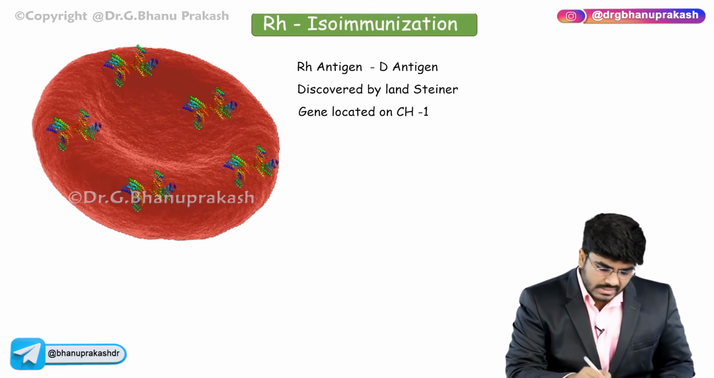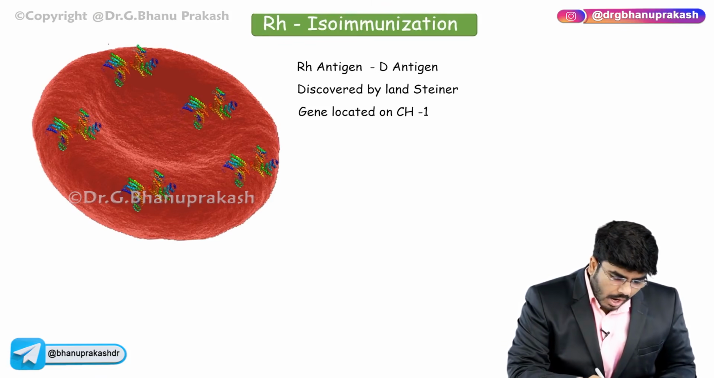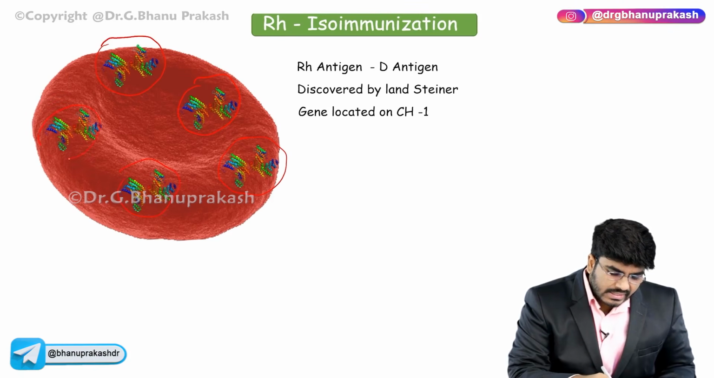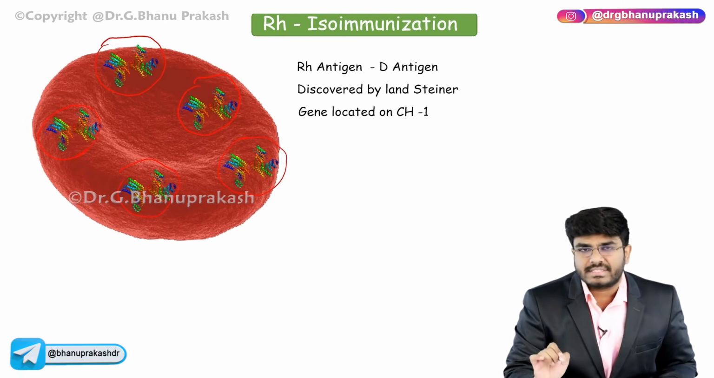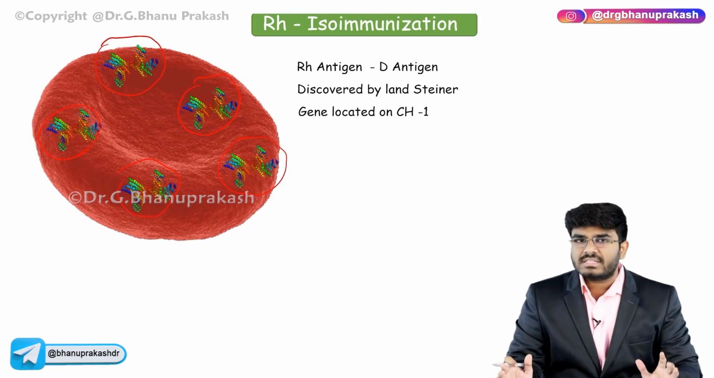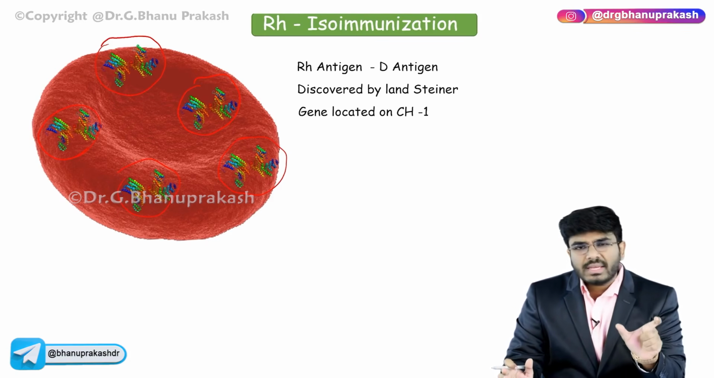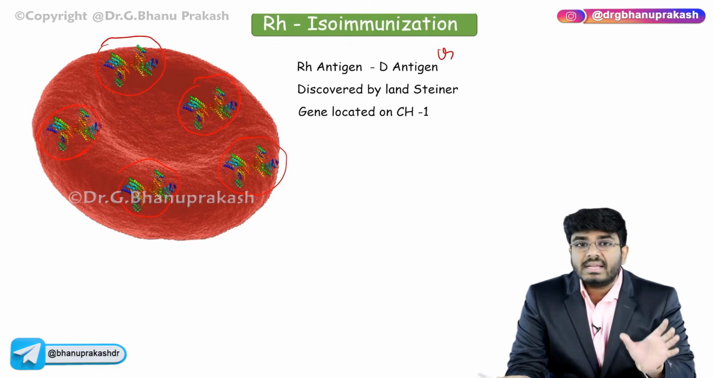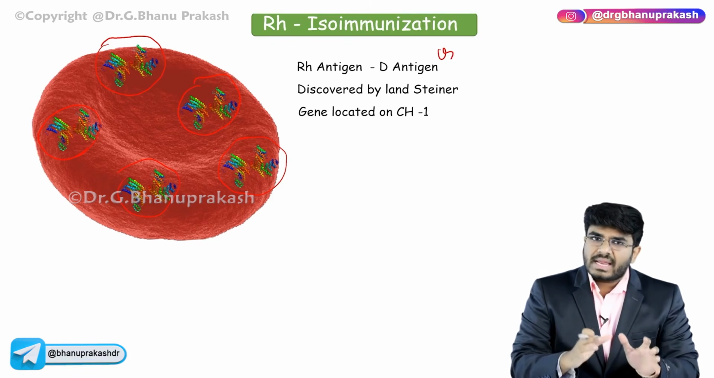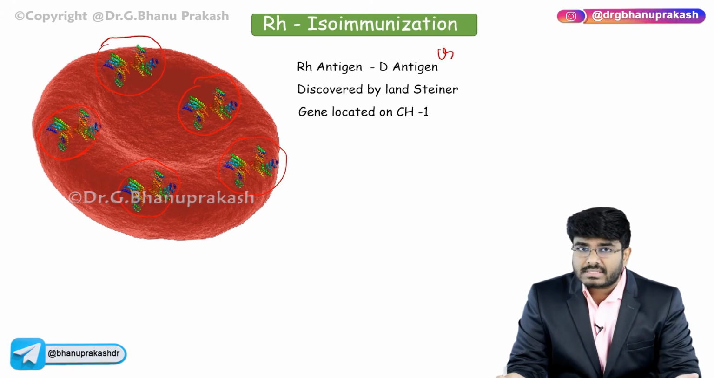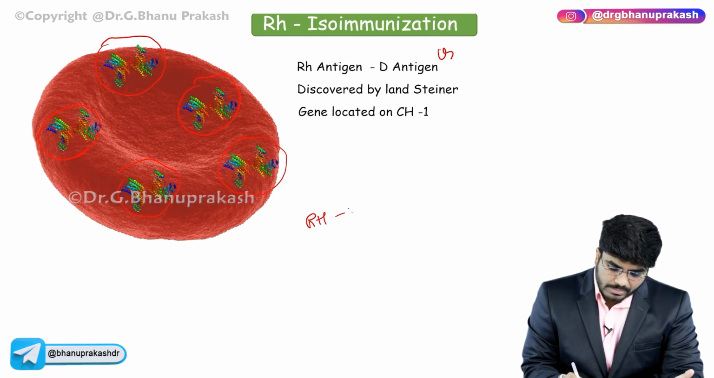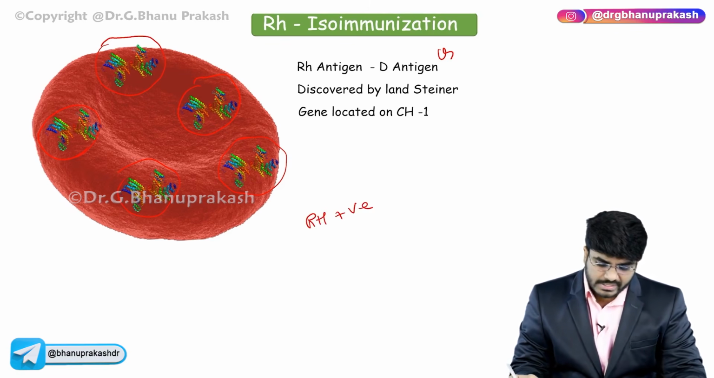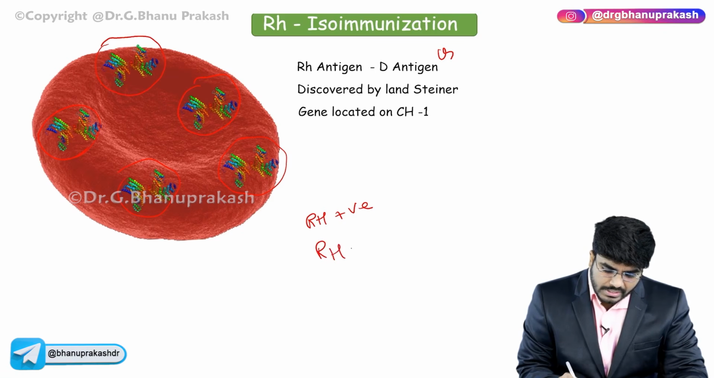On the surface of RBCs, for example, this is your RBC, there are certain antigens present. These antigens are RH antigens. There are many different types of RH antigens, out of which we are going to consider one important antigen, that is the D antigen. Now, if this antigen is present on the RBCs, the person is RH positive. If these antigens are not present on the RBCs, then RH negative.